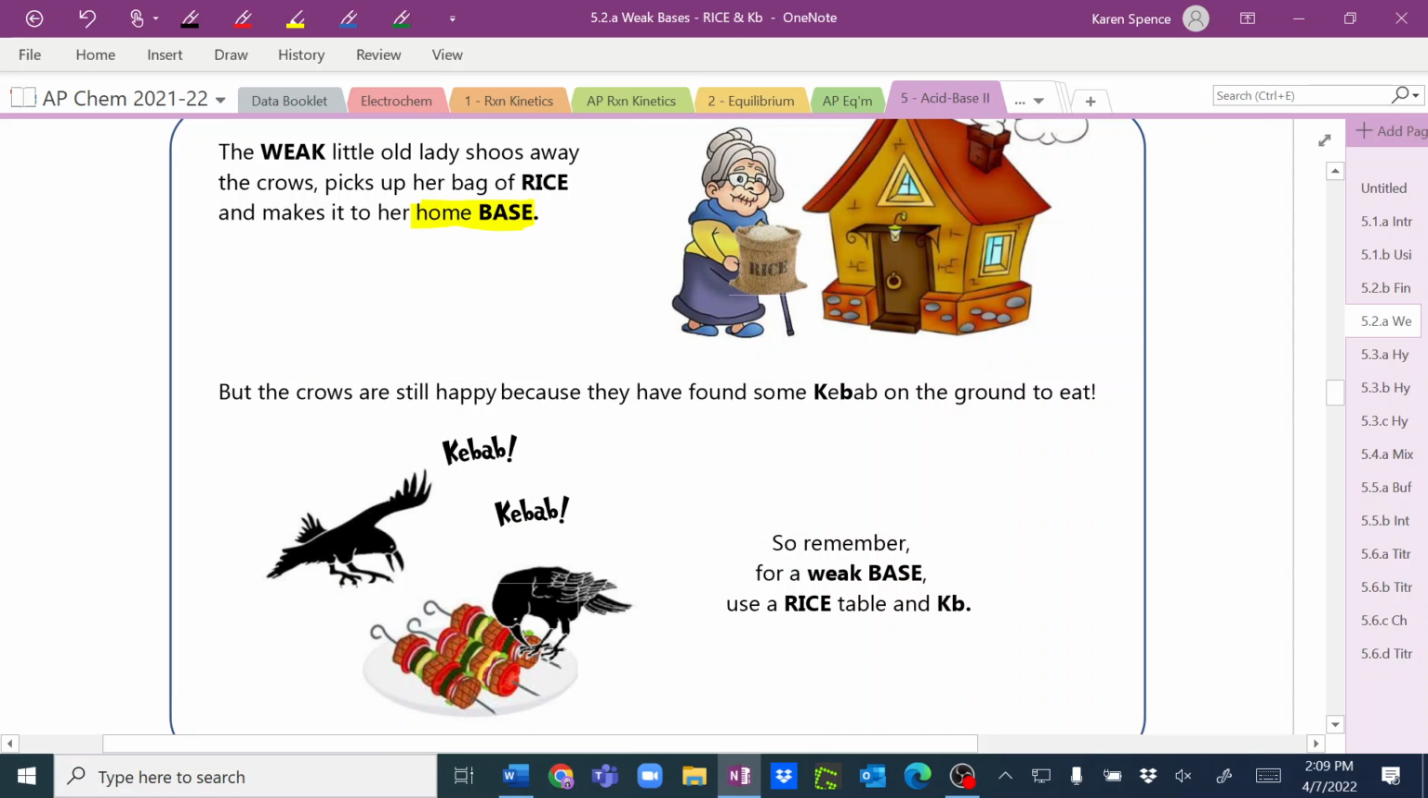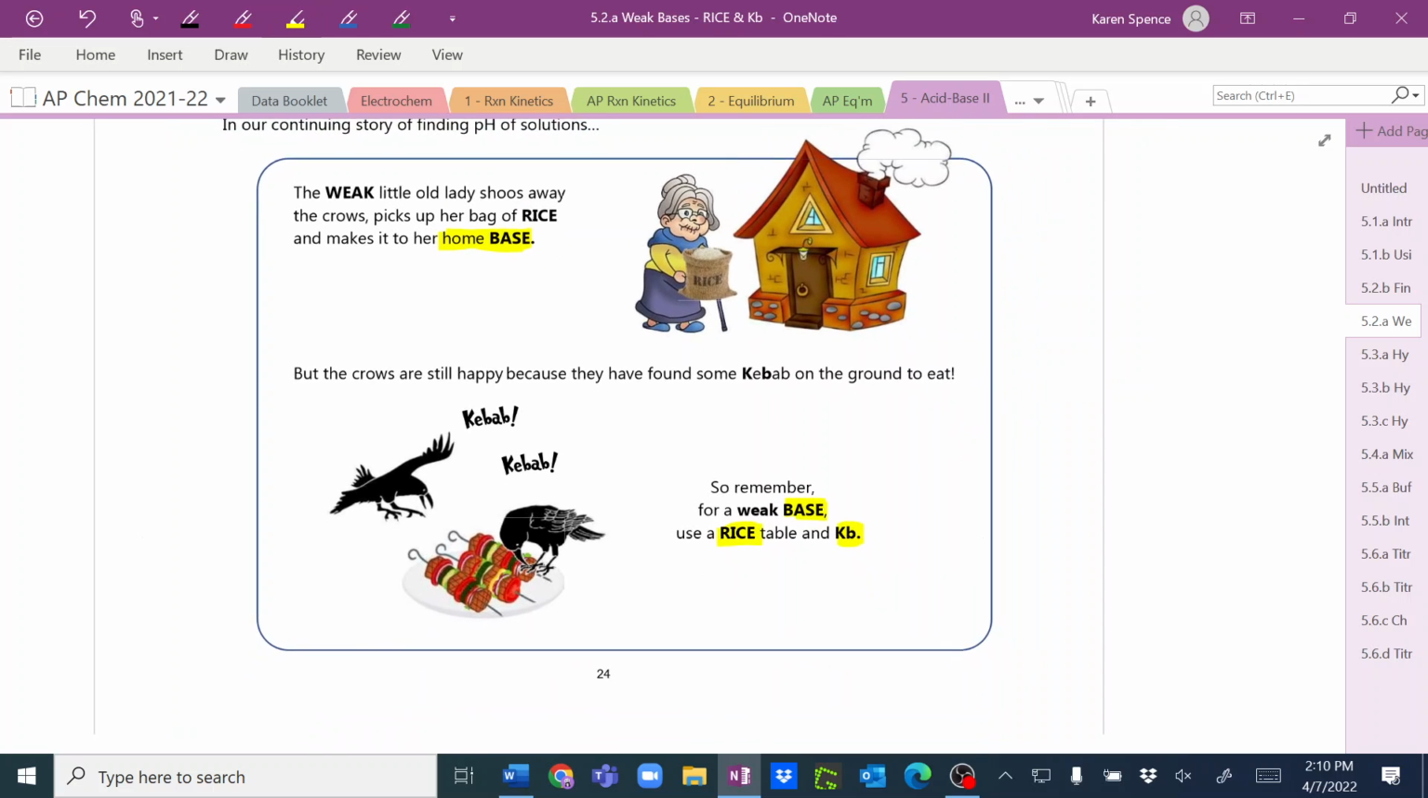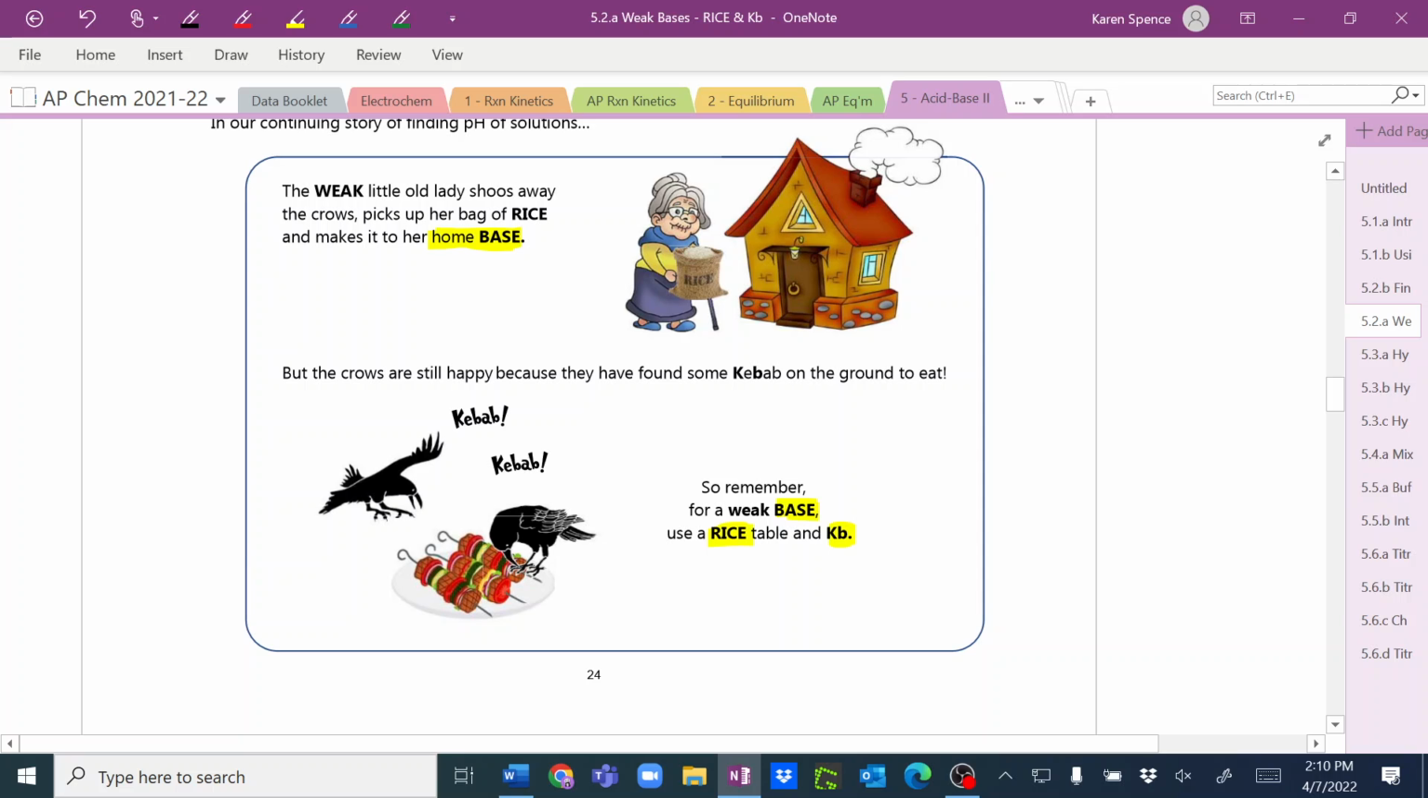So remember, for a weak base, you are going to use a rice table and KB. I know it seems like I'm hammering home a point that should be really obvious, but do you know how many people in a quiz that's called KB quiz, and it says the weak base, what's its pH, and then they go and write me a Ka expression. I'm like, what the bloody hell, right? So I am hoping, but you guys have large brains, so you won't do that, right?